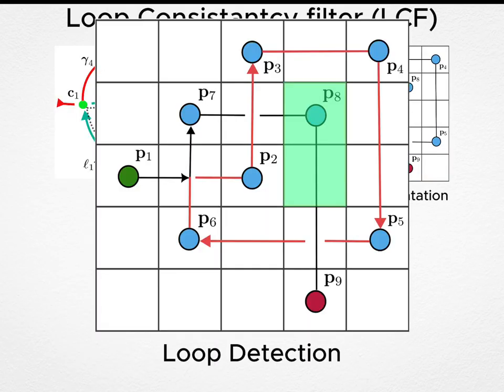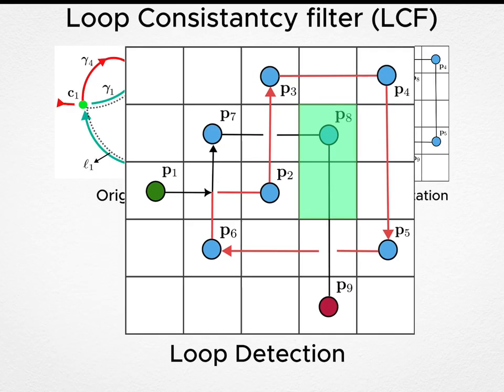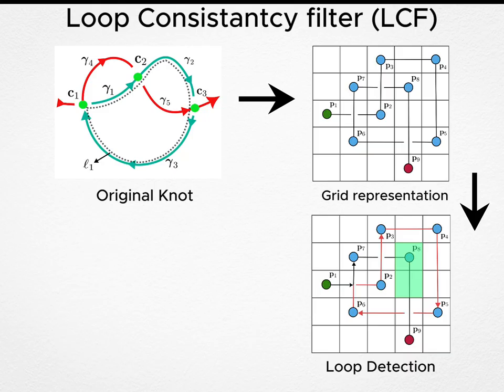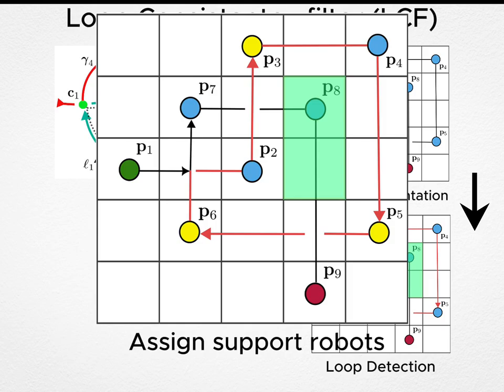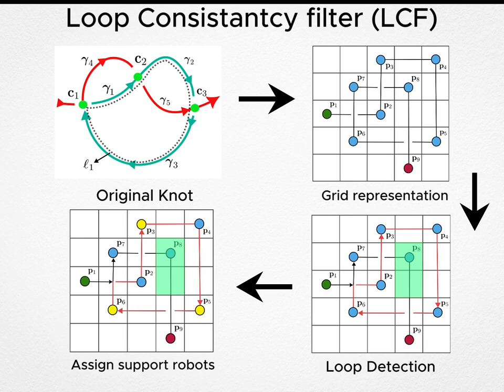the knot's topology. Our loop consistency filter addresses this by analyzing the grid representation, detecting loops, determining which must be preserved, and assigning robots to hold those loops open. The output of the loop consistency filter is a compact set of support points sufficient to preserve the knot's topology.